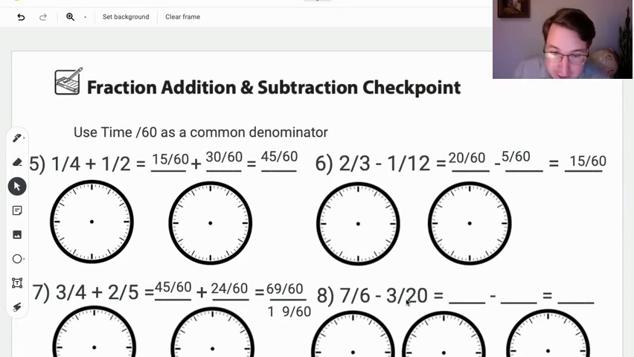7/6 minus 3/20. Well, a sixth of an hour is 10 minutes, right? 60 divided by 6 is 10. So 7/6, that's going to be 70 minutes. So 70 60ths, and we're going to subtract 3/20. So a 20th of an hour.